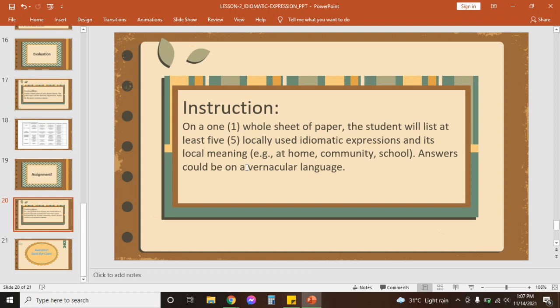Okay? Do you understand me? It's okay to use Bisaya, or Bisaya and Tagalog, or Bisaya and English, or Tagalog and English, or it can be a combination of both.